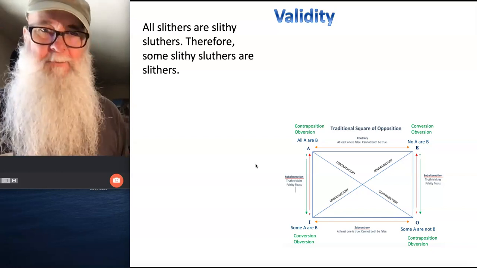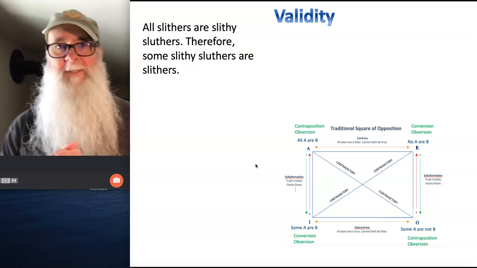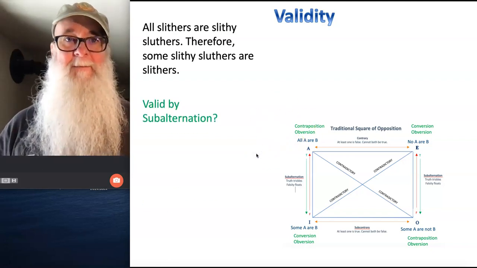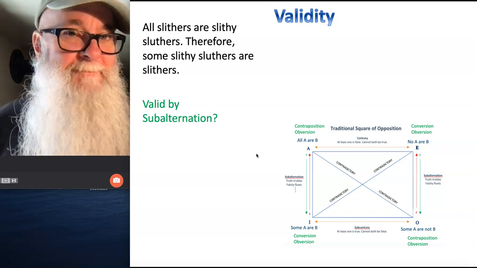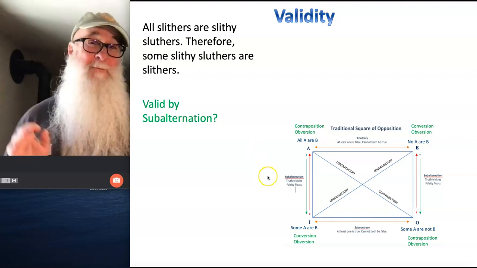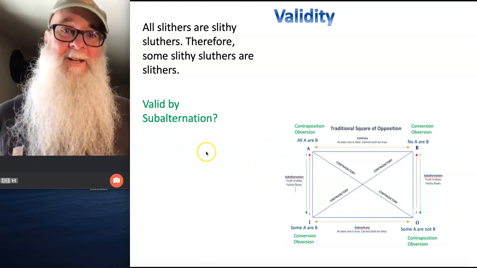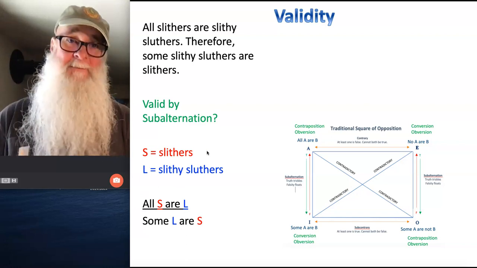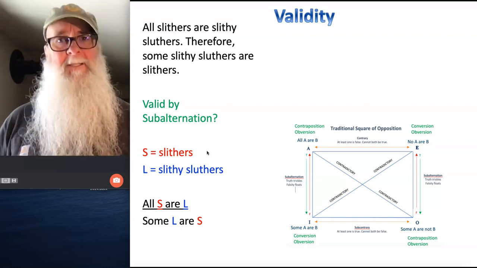All right, boy, I hope you paused. This is a really good one to practice with. All right, did you say that this argument is valid by subalternation? If so, you're wrong. And it'll be way easier for me to show you why you're wrong if I symbolize the argument. This is a super important practice to develop, habit to get into.